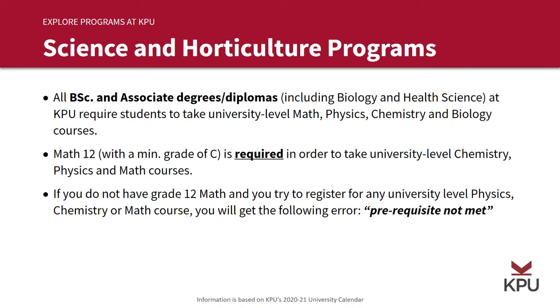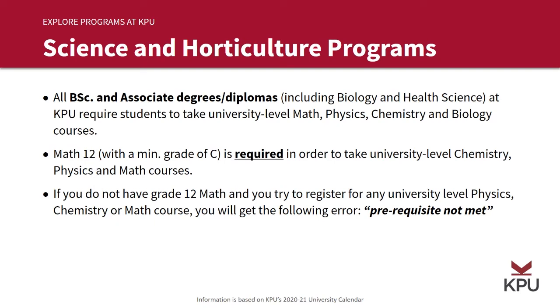So this is very important. Students can be accepted for any faculty, but it doesn't mean that students meet the prerequisites for all the first-year courses of that faculty. For example, students can be in the science and horticulture program. They are accepted by KPU in the science and horticulture program, but it doesn't mean that they meet the prerequisites for all first-year science courses. This usually happens.